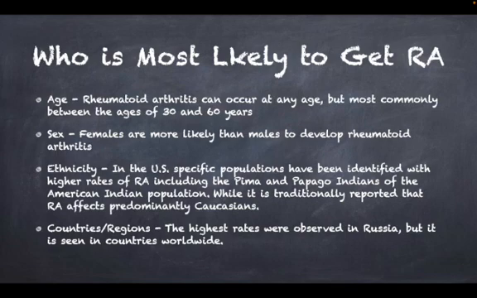Age. Rheumatoid arthritis can occur at any age, but most commonly between the ages of 30 and 60 years. Sex. Females are more likely than males to develop rheumatoid arthritis. Ethnicity. In the U.S., specific populations have been identified with higher rates of RA, including the Pima and Papago Indians of the American Indian population, while it is traditionally reported that RA affects predominantly Caucasians. Countries and regions. The highest rates were observed in Russia, but it is seen in countries worldwide.